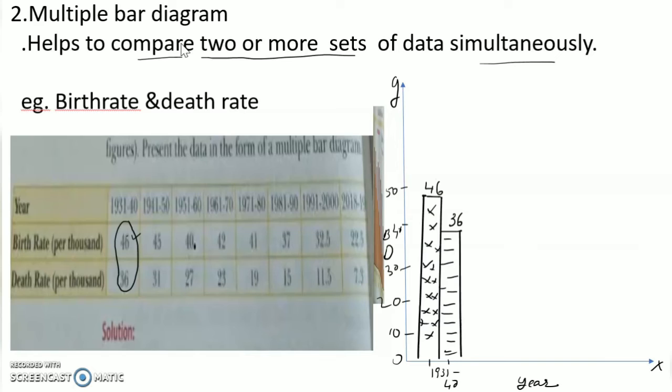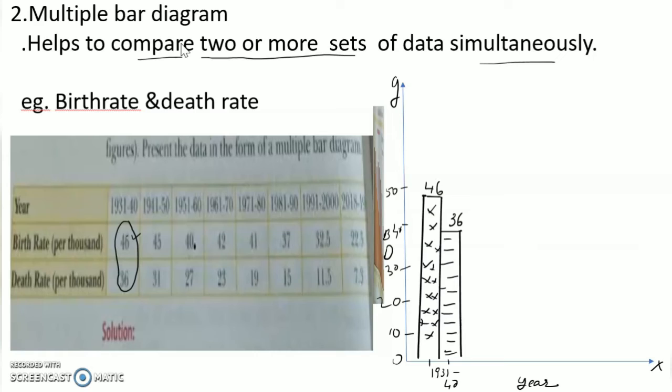So this is the set of data for 1931 to 40, and these are two adjacent bars, not bar diagrams. That is, no gap between the two bars, that is a multiple bar diagram. Then it is easy to compare two sets of data. In the same way we can take the next year also.